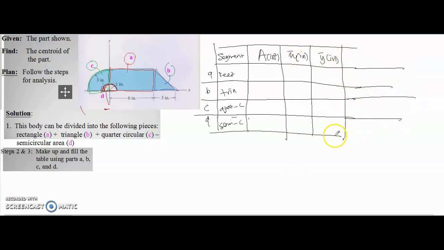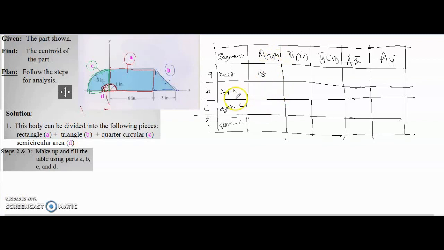The next two columns are where you multiply the area A with x bar and y bar. So the last columns are A x bar and A y bar. The next step is to fill up the table. For the first one, let's calculate the area for the rectangle. Let's fill up the column for area first. The area for the rectangle is the width and the length. The length is 6, and the width is 3. So 6 times 3 is 18, isn't it? We don't need to put the unit here, we already have it above.